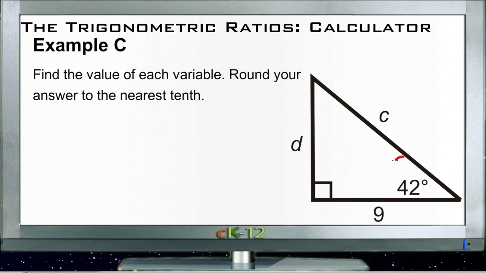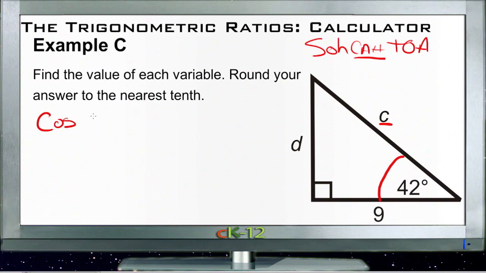So now we have a 42-degree angle we're dealing with. This time we don't know the hypotenuse. We do know the adjacent side. So we're going to use our SOHCAHTOA again. And let's start by finding the hypotenuse. So we need something that uses the adjacent and has the hypotenuse. So that would be cosine, right? So the cosine of 42 degrees is equal to 9 divided by, well, C, our hypotenuse, C.